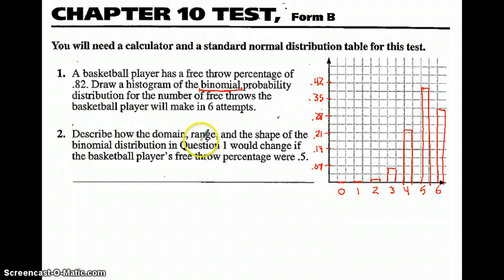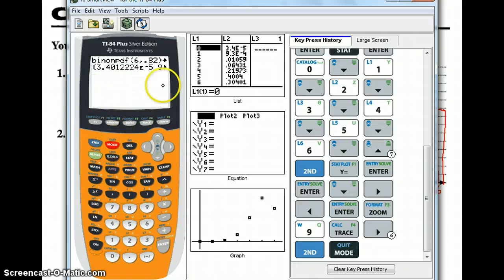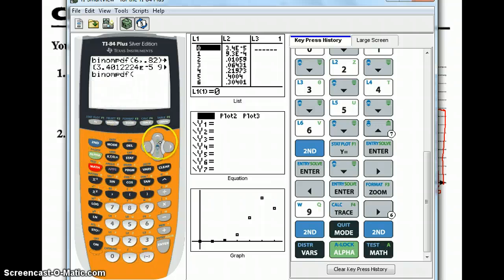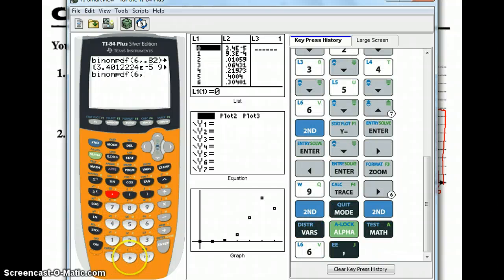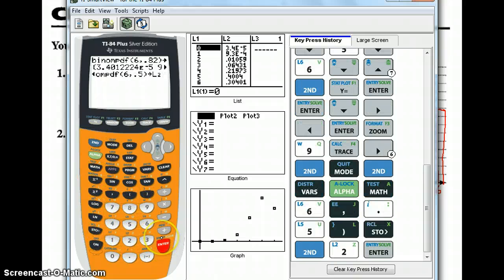Describe how the domain, range, and shape of the binomial distribution here would change if the basketball player's free throw percentage were 0.5. Well, you could just go back and redo this and go, okay, it's still going to give me this. This graph is sort of dynamic now. If I restore this, I mean, you're supposed to be able to predict this, but if you can't, you're supposed to predict that half would make it really symmetrical. But let's say you can't predict that. Let's say the percentage is 0.5, and let's just restore that as L2. That'll automatically change the graph because the graph is operating on L2. So boom, watch that. Ooh, look at that. Ding dong, it's a bell.